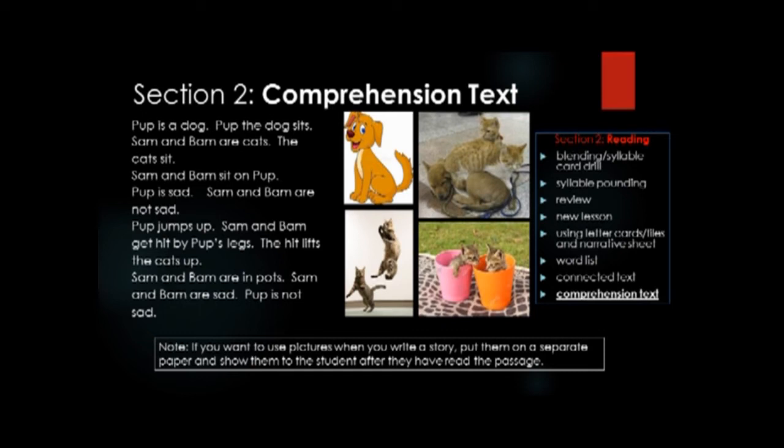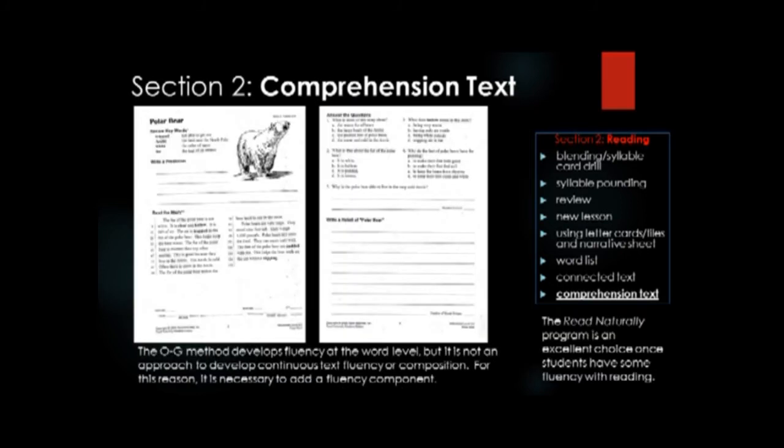Before you know it, that student will be ready to move on. They'll have their basic decoding skills, and once they do, I change from writing the comprehension text to a proper fluency program. Fluency is the one thing that's not addressed in the Orton-Gillingham method, so we have to add it ourselves. There are two great programs that I use. One is called Read Naturally, and one is called the 6-Minute Reading Solution. Fluency is a combination of speed and accuracy.